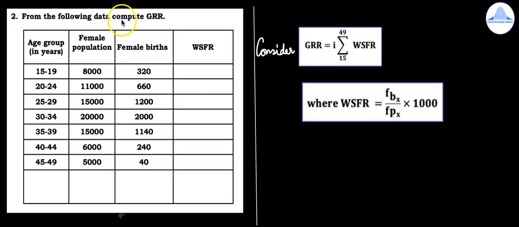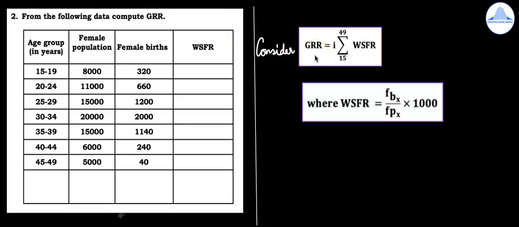Second question, from the following data, compute GRR. They have given the age groups 15 to 19 up to 45 to 49, and the corresponding female population and the female births are given. In the previous problem for TFR, they had given us the female population and number of live births. For GRR and NRR, they will give us the female population and the female births. So GRR means the gross reproduction rate. So let us first write the formula for GRR.